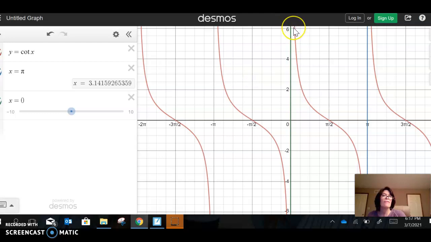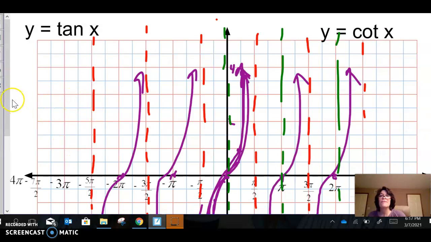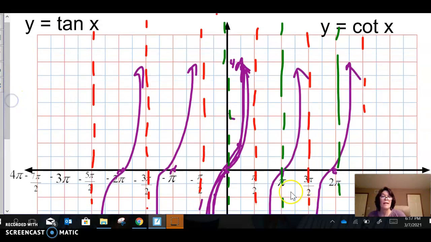It repeats every pi. 2 pi isn't the period for tangent and cotangent, it's just pi. This decreasing curve that goes through 0 at every odd pi over 2 is what gets repeated. The period of cotangent is pi, just like the period of tangent is pi.